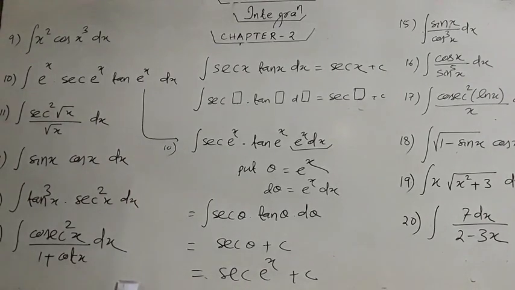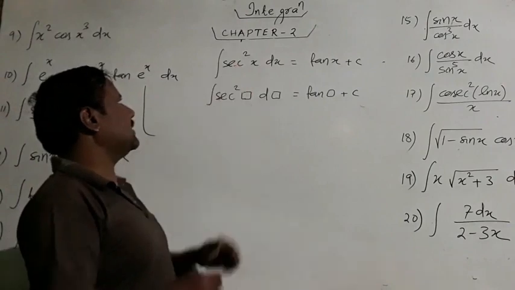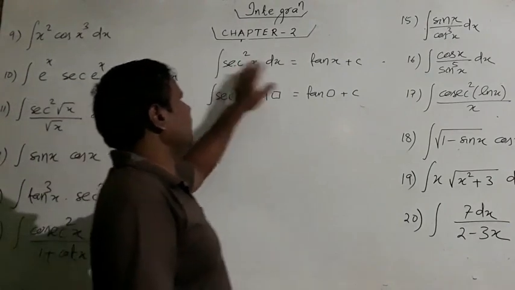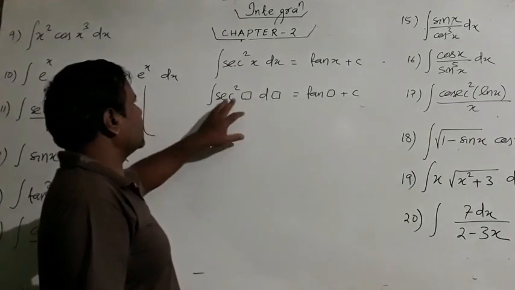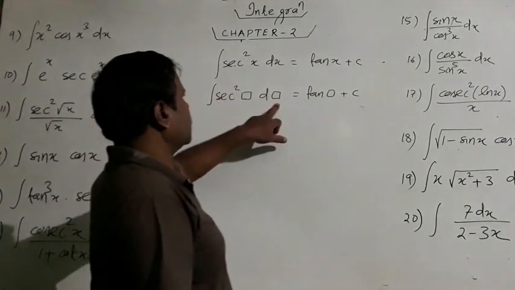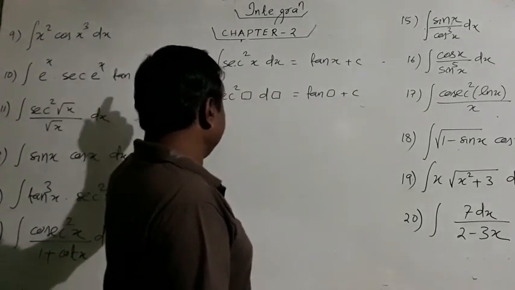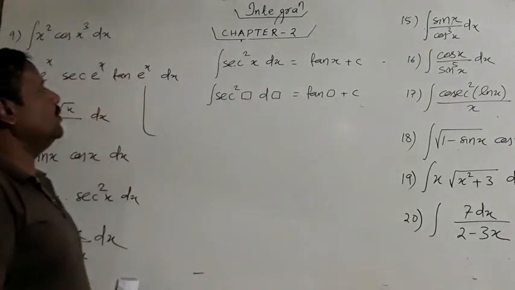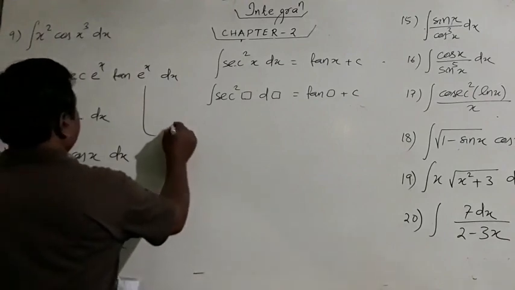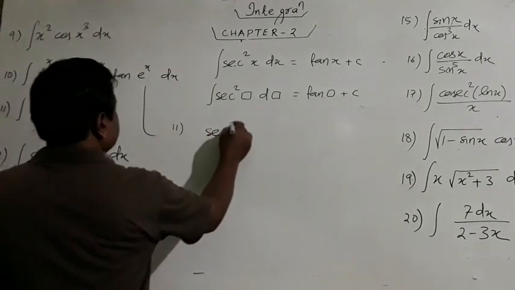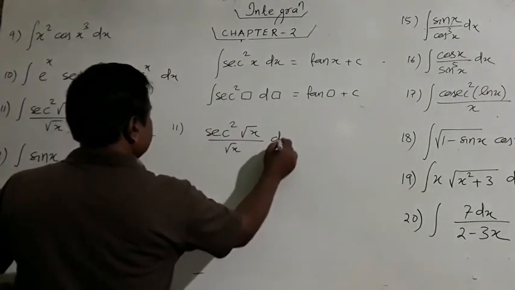I will discuss number 11. Look at here. We know the formula: the integration of sec square x dx is tan x plus c. So its form is sec square box d box is equal to tan box. Sec square of something, times its derivative, is equal to tan of that thing. Here, integration of number 11, what am I doing? Sec square root x by root x into dx.